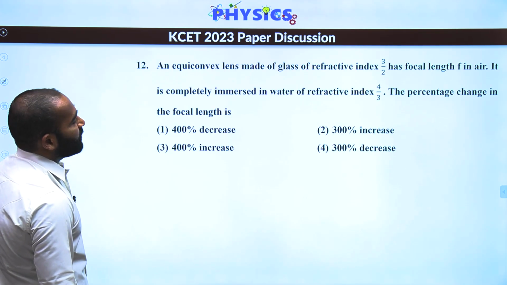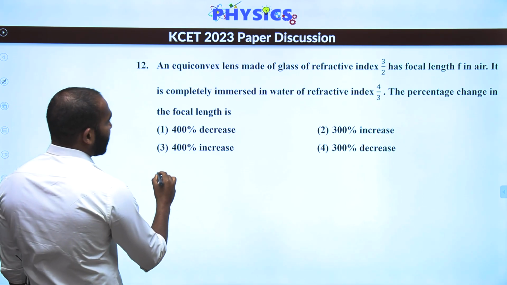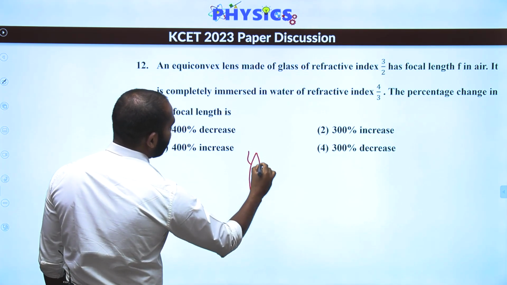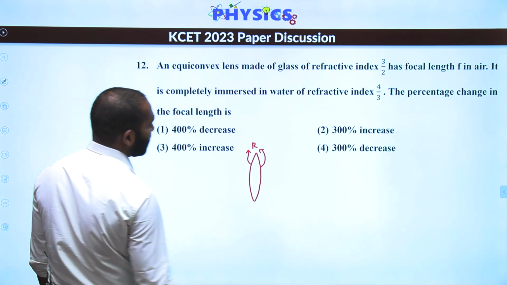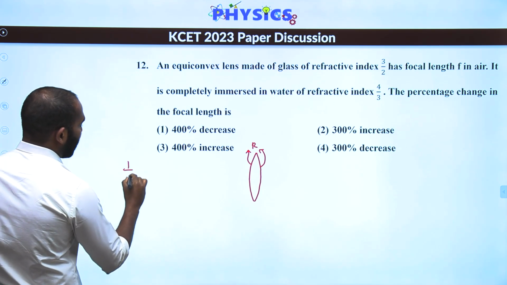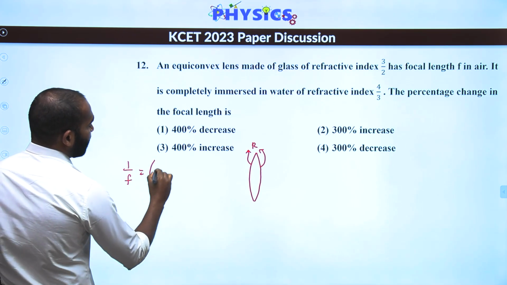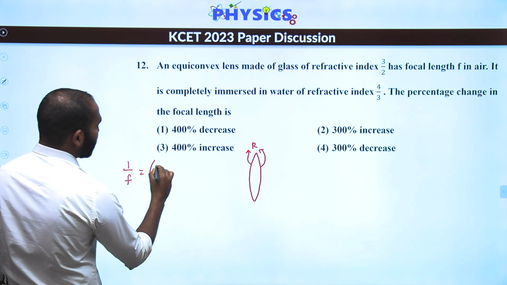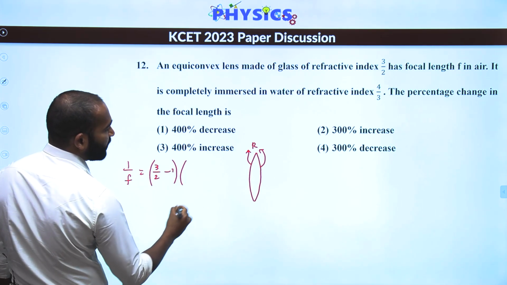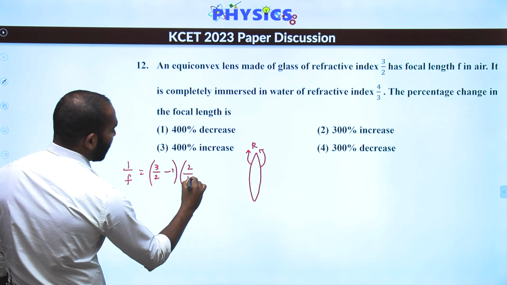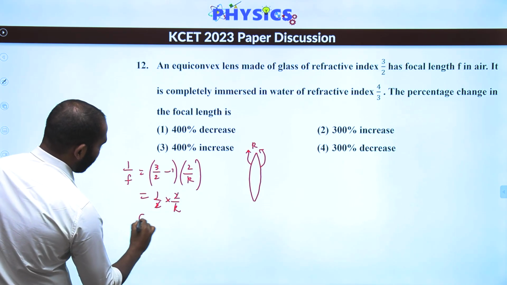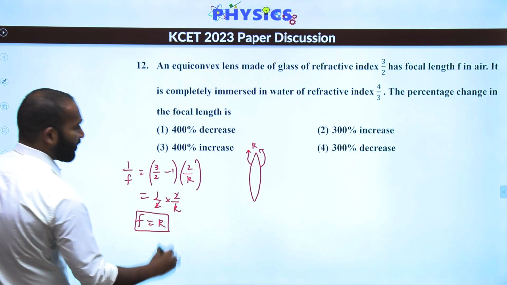An equiconvex lens made of glass of refractive index 3 by 2. So here you've got an equiconvex lens, which means something like this. So you've got the radius of curvature this and that the same. So both of the radii of curvature are the same here, and focal length is f. So how do we write that? 1 over f is equal to the refractive index of glass, which is 3 by 2, minus 1 into 1 by r1 minus 1 by r2, but both of them have the same radii of curvature, so it should be 2 by r for us. So here you will get 1 by 2 into 2 by r, so 2 gets cancelled, therefore focal length turns out to be the radius of curvature itself.